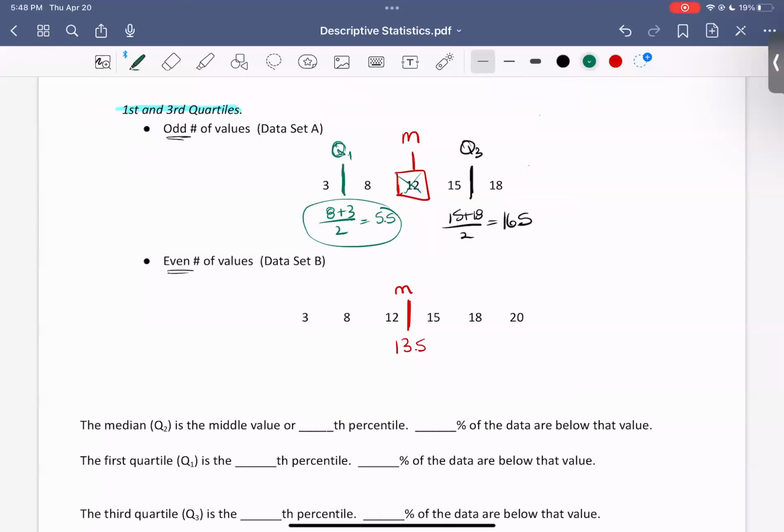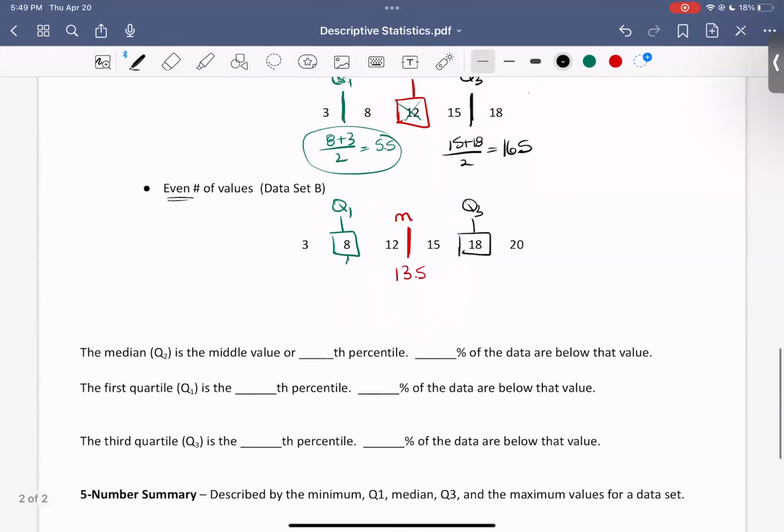So now when we compute the quartiles, for Q1, we're just going to look at that left half of the data. We have three values, and we see that we do have a middle value now. So Q1 is going to be 8. And then looking at Q3, we look at the top half of the data. The middle value is 18. So Q3 is 18.